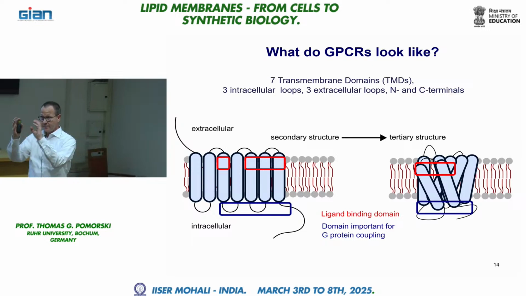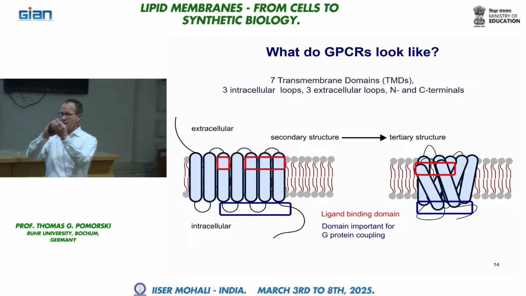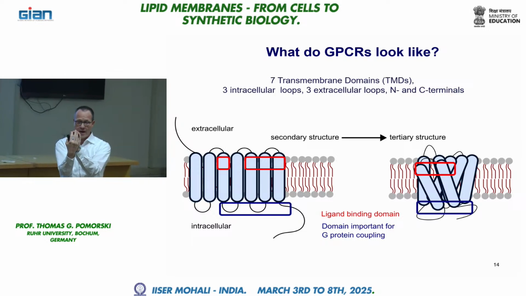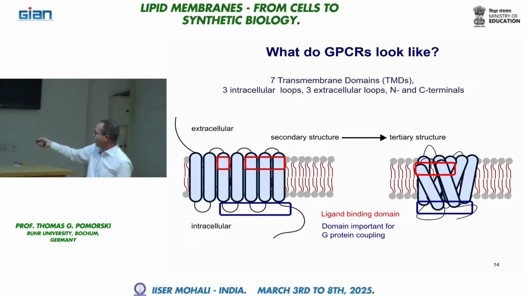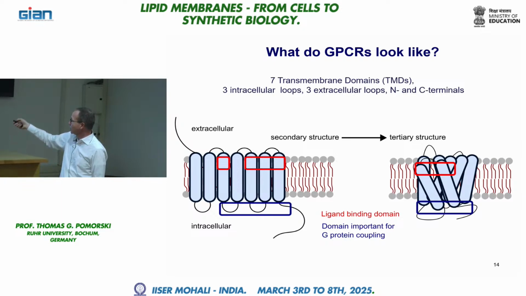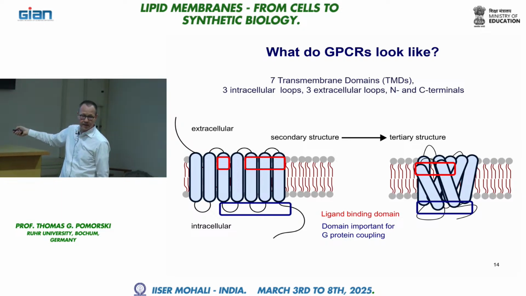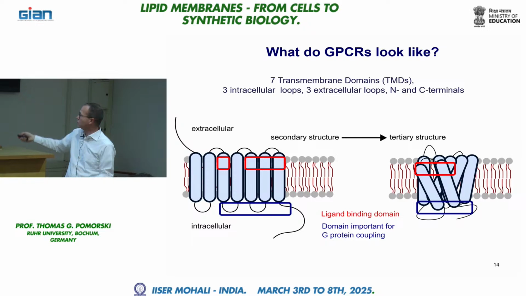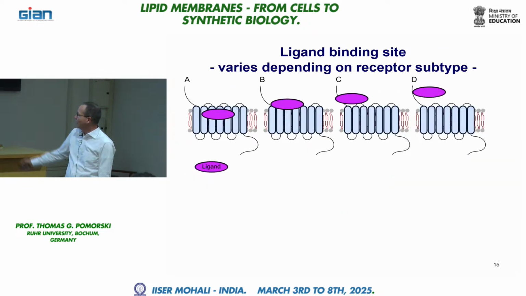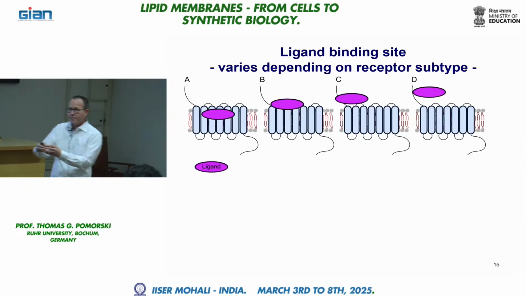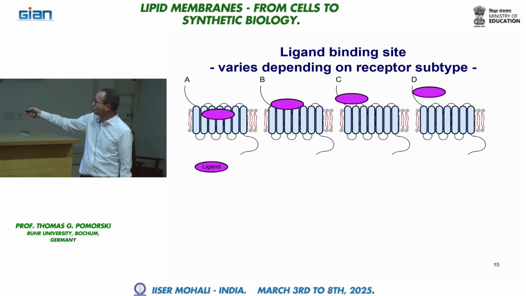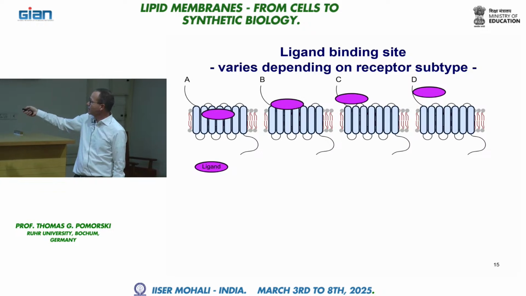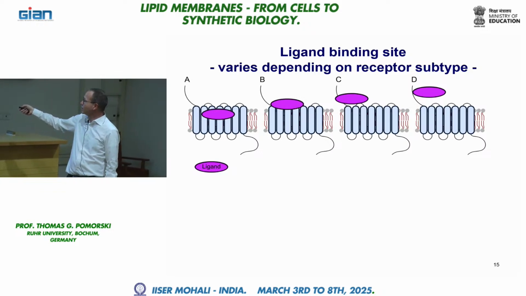So these 7 membrane domains are arranged in a way to get a very compact molecule that has a binding site for the signaling molecule that comes from the outside, and a binding site for the interacting protein, the G protein. Depending on what subtype of receptor of this class you have, the ligand binding pocket might be located here, there, outside, or here.